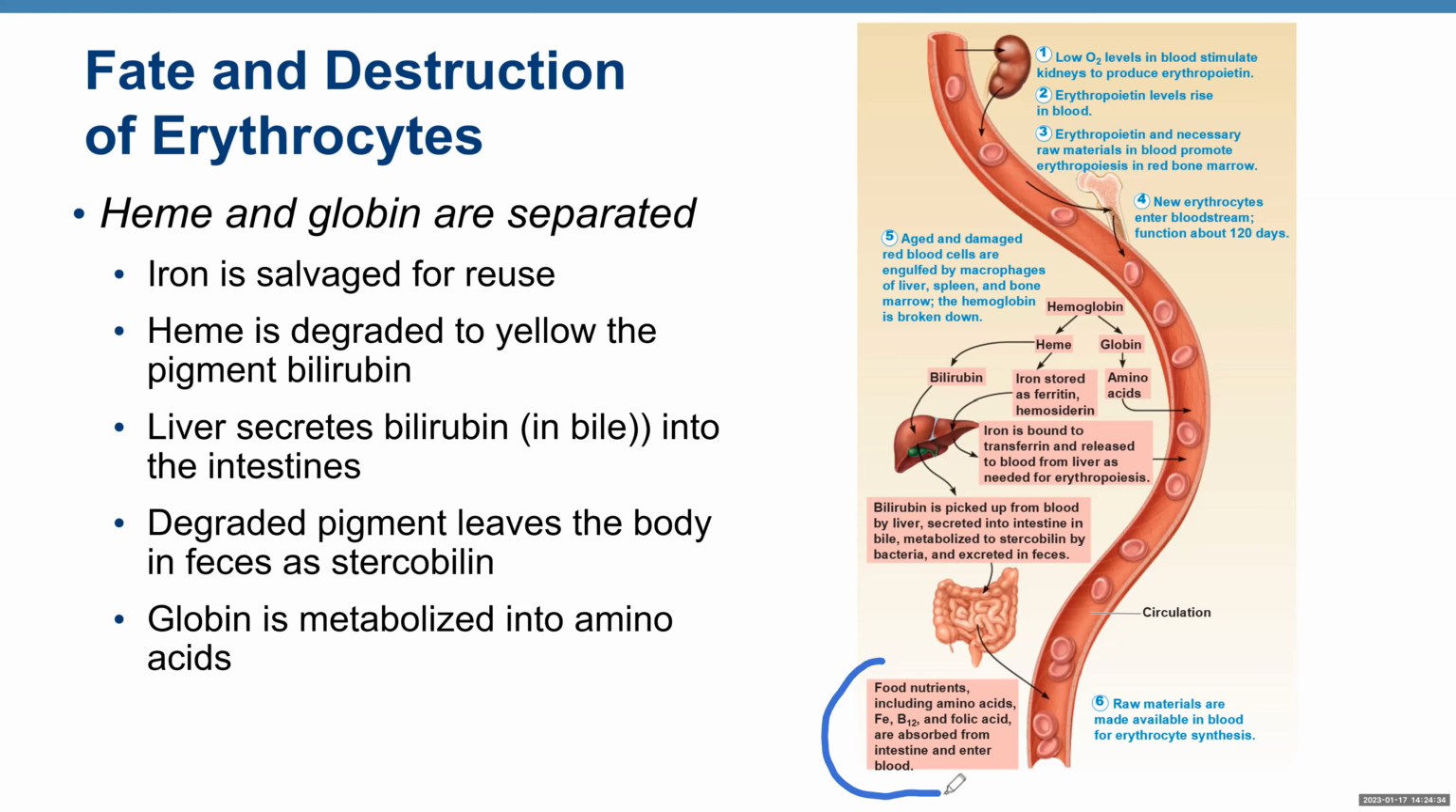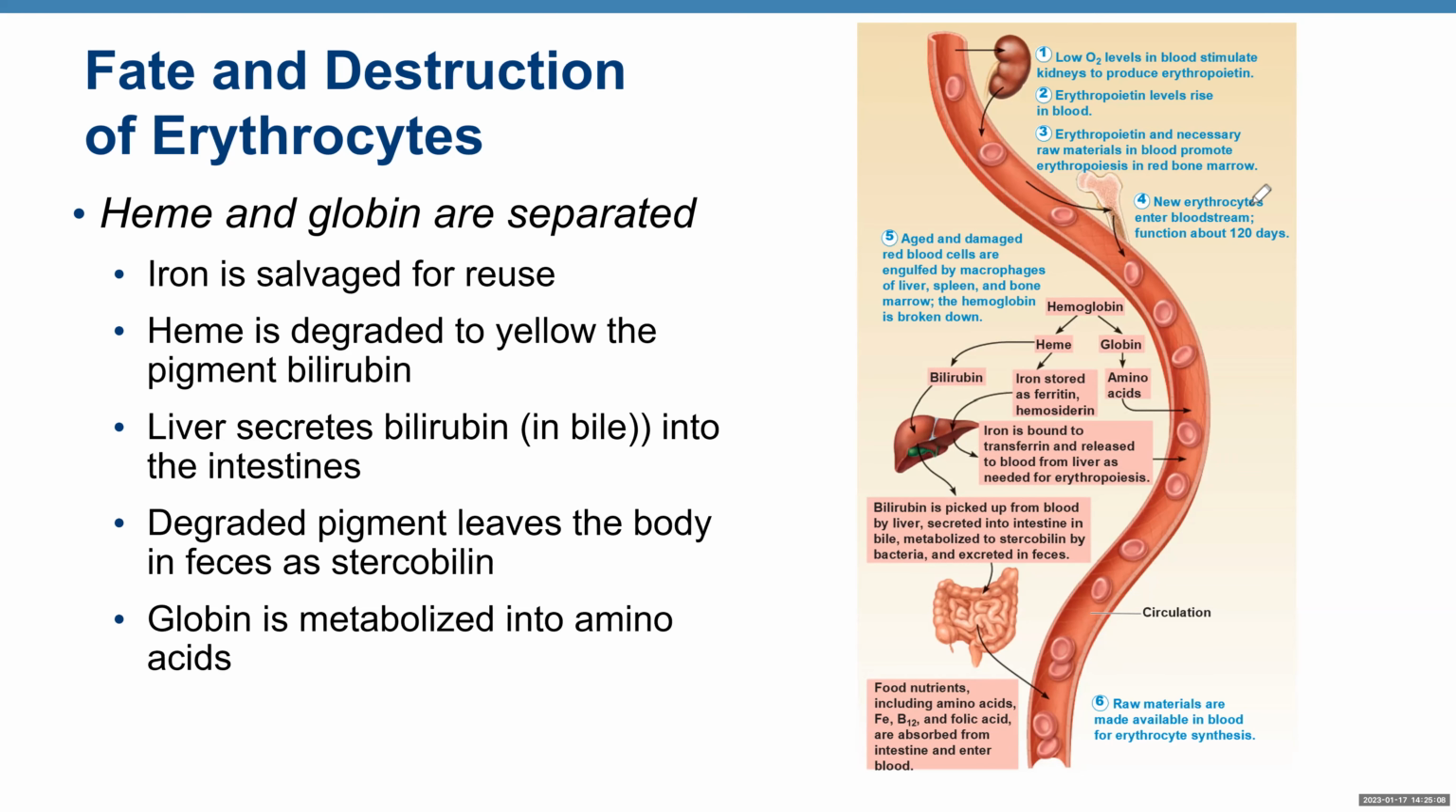So the blood can bring it to bone marrow and synthesize more erythrocytes, right? And plus, of course, food nutrients, including amino acid, iron, vitamin B12, folic acid, are absorbed from the intestine and enter the blood. So if you have iron, vitamin B12, folic acid, amino acids in your blood, your blood brings them to the bone marrow. Also, your blood brings erythropoietin, that is a hormone, to the bone marrow, and you can synthesize more new erythrocytes, right?